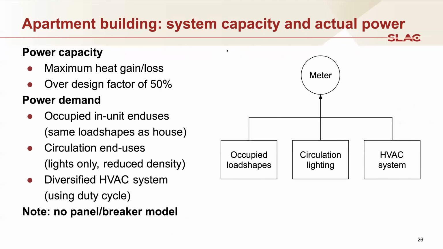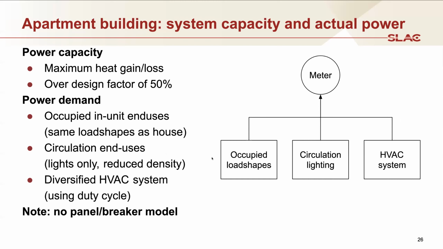Okay, so the way this works then is at the top level, what an apartment building does is it knows its total capacity. It's got a bit of an over-design factor to account for system degradation and failure in components and so on. And then it calculates the total power demand for all the occupied units, for all the circulation areas, and all the diversified loads.